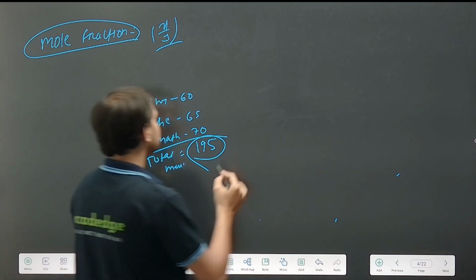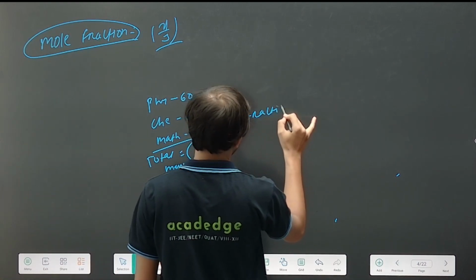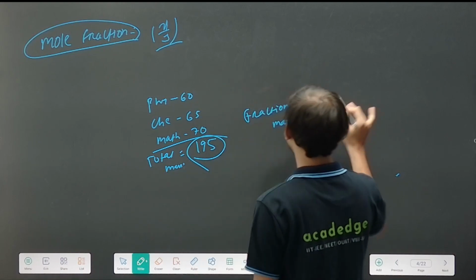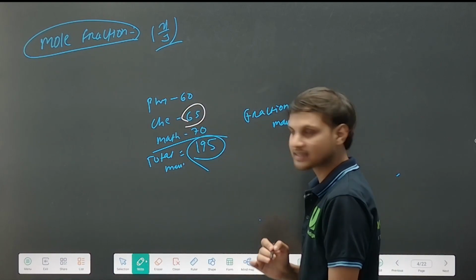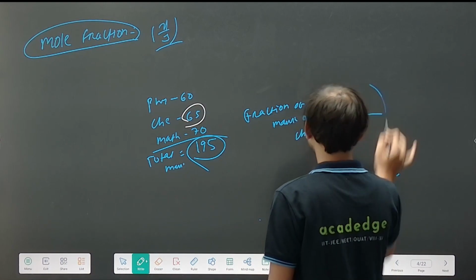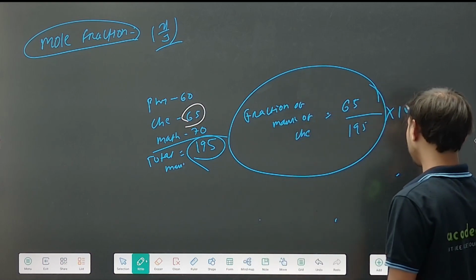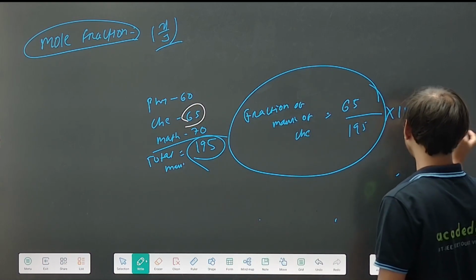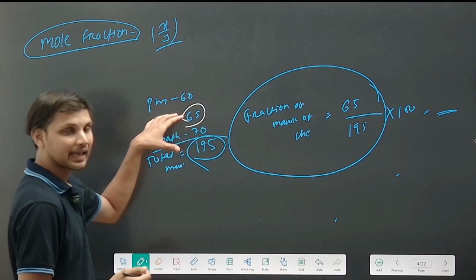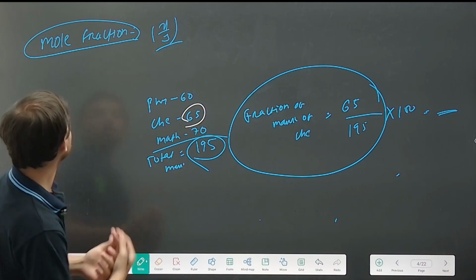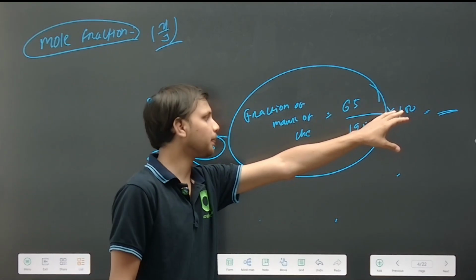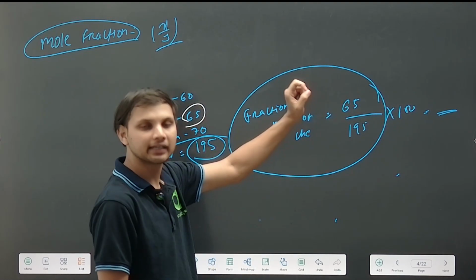The fraction of marks of chemistry will be like, you have scored how much mark in chemistry? 65. So here you will write 65 out of the total mark. This is your fraction, and if you multiply it with 100, then you will get what percentage you have gained, specifically in chemistry. Whenever you multiply by 100 in the fractional term, you get the percentage term, right?